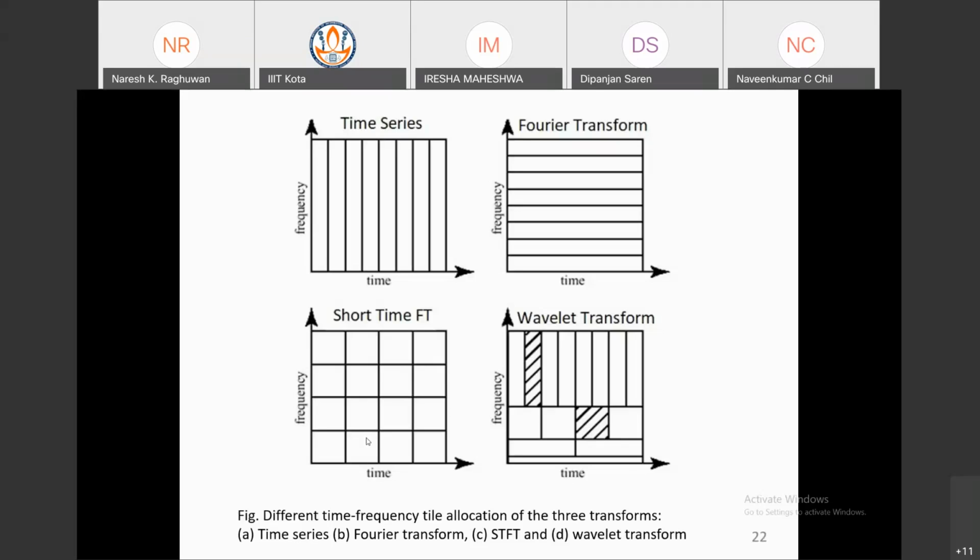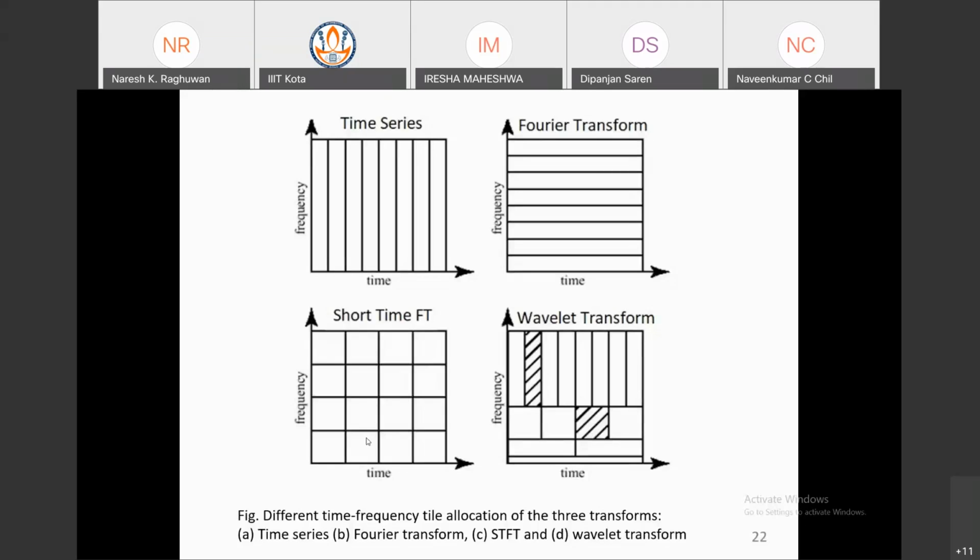In the short-time Fourier transform, you can analyze the different frequencies at different time levels. There is a 4x4 block, but at a particular time there is a single frequency. Suppose this is the time band and this is the frequency band. But in the wavelet transform, at that particular time you can see different frequencies.